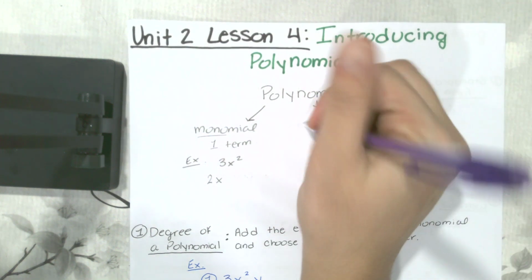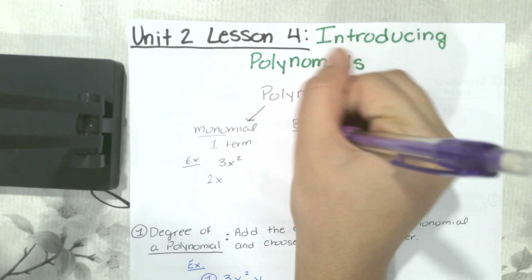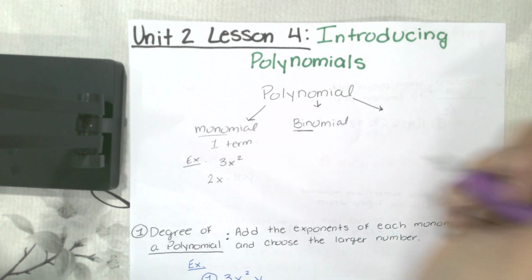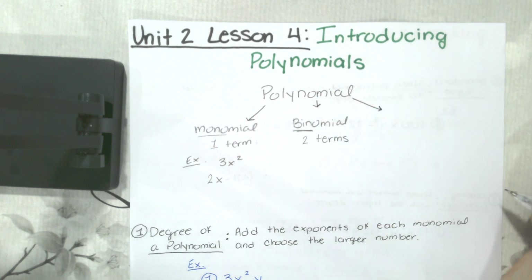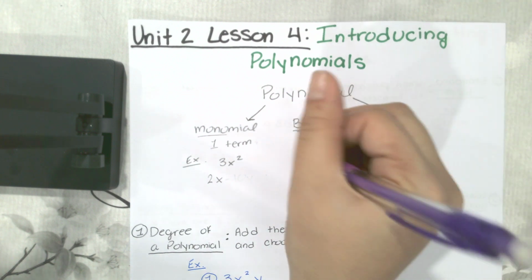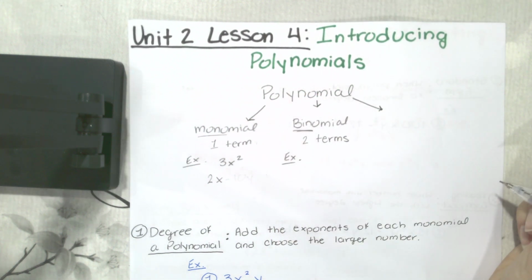From monomial, you then have your binomial. Bi means two. So here, instead of having one term, we're now going to have two terms. You can have either one plus or one minus sign here. So it doesn't matter which one is there as long as one of them is present. Again, I'm not writing that here in the video. But two terms means that you need one plus or minus sign.